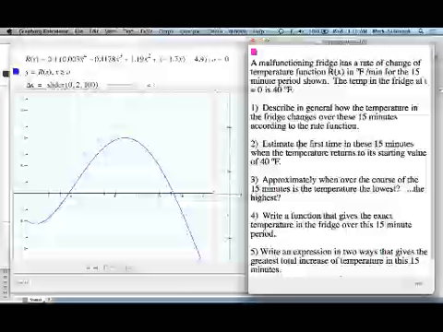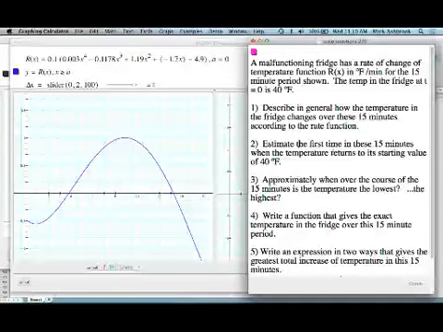Got to select. Okay, so here's a rate function. We're back. Okay, so here's a rate function of a malfunctioning fridge, the temperature. It's the rate of change of temperature, R(x). And there's the function up top, and here's what it looks like. The rate is in degrees Fahrenheit per minute for the 15-minute period shown. The temperature in the fridge at time equals 0 is 40 degrees. I'll put the screen back down.